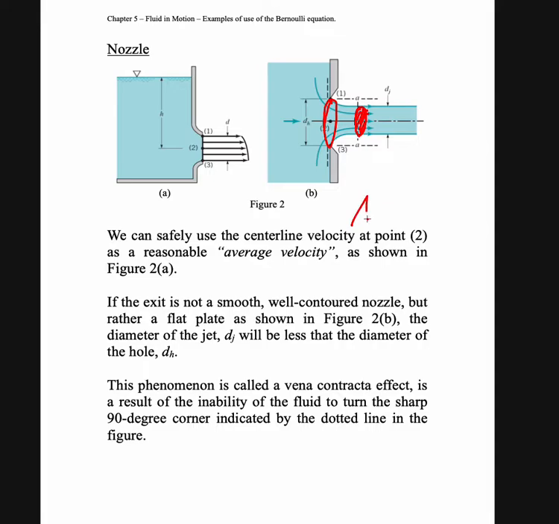So when you calculate A2 V2, you need to be very careful. You cannot take the cross-sectional area of the hole. You need to measure the cross-sectional area of the fluid that comes out from that nozzle. This is very important, because if not, you are calculating the wrong continuity or wrong flow rate in your problems. So we call this reduction of the cross-sectional area the vena contracta effect.